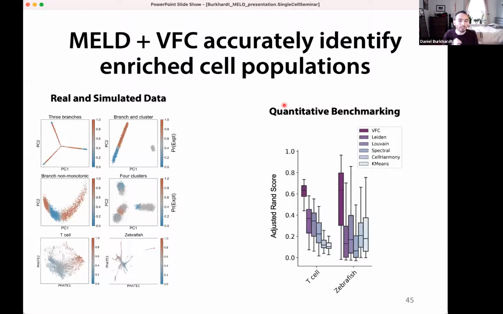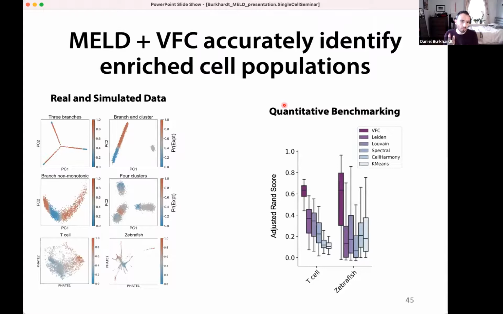We performed a very similar experiment for VFC, where instead of just having this smooth probability function, we actually create discrete regions of the data that have different probabilities of being observed in one sample or the other, and then can use something like the adjusted RAND score to determine how similar our sample labels are to the initial set of clusterings that we had.